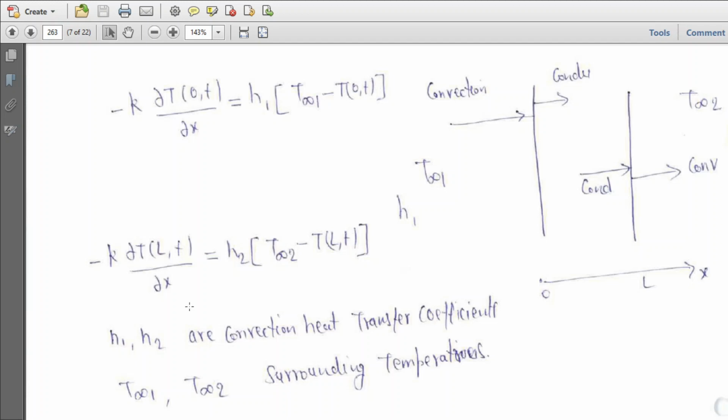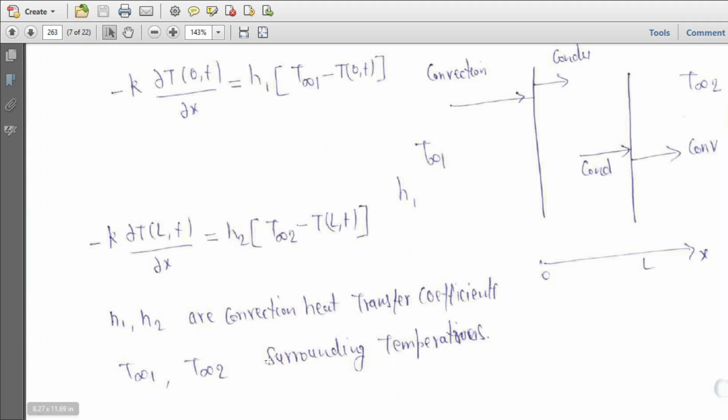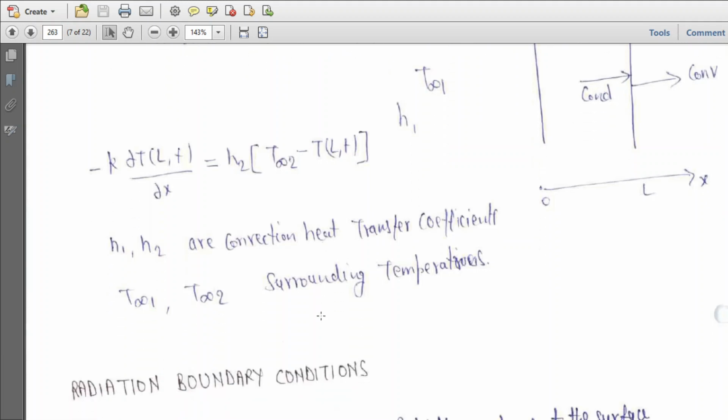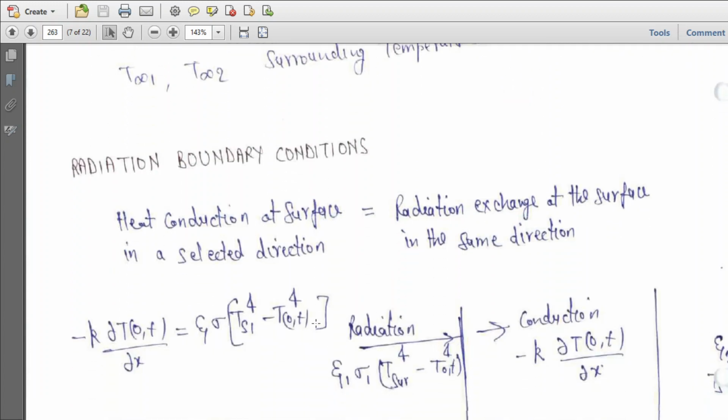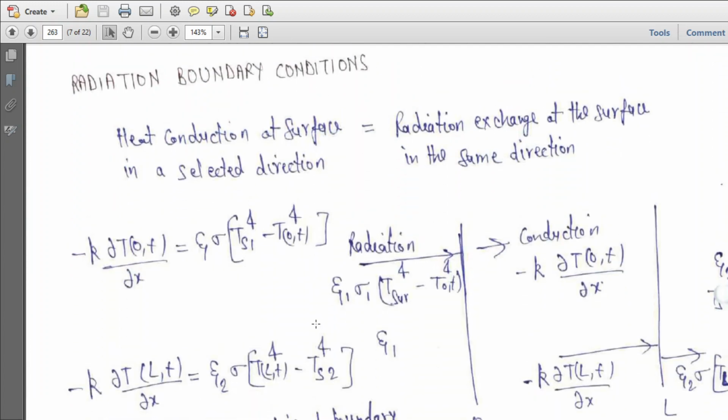So h1 and h2 are convection heat transfer coefficients, and T infinity 1 and T infinity 2 are surrounding temperatures. Next is radiation boundary conditions.